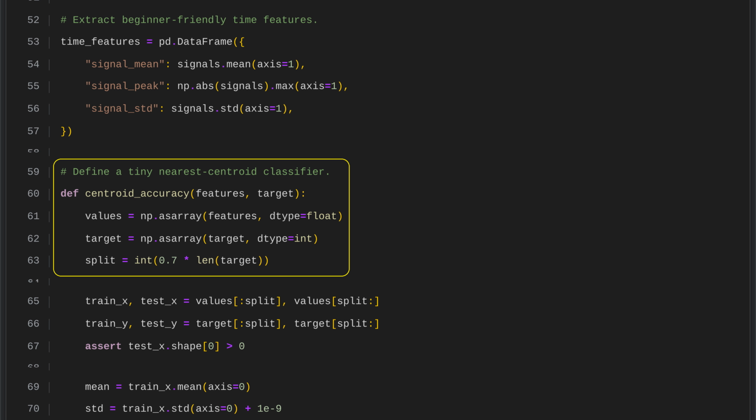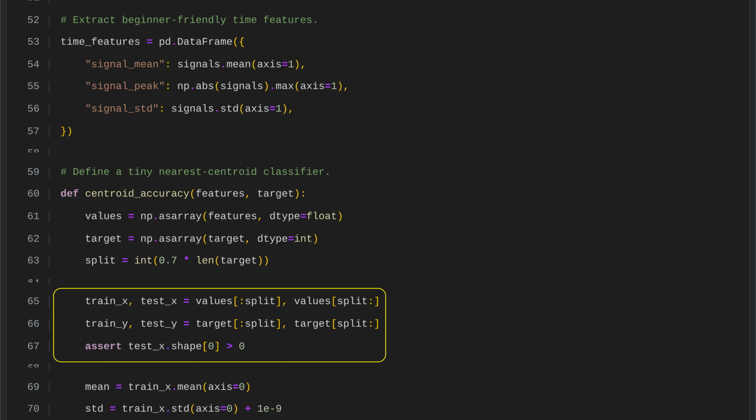The centroid accuracy function evaluates a simple nearest centroid classifier. It first converts the feature data to floating point numbers and the labels to integers, so they are ready for numerical classification. The data is then split using 70% for training and the remaining portion for testing to measure the model's accuracy. The same split point is used for both features and labels. This lets the model learn from one part of the data and be evaluated on a separate part. The code also confirms that the test set contains data, so accuracy can be measured.